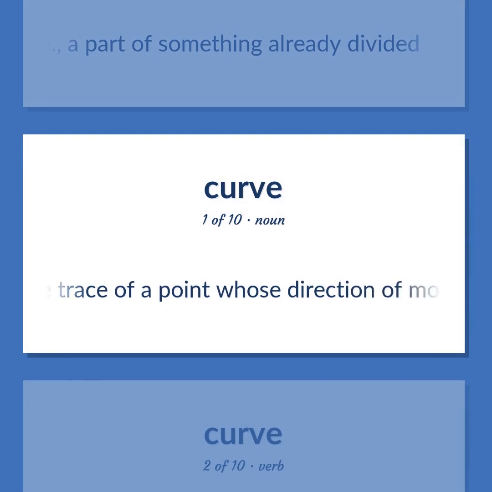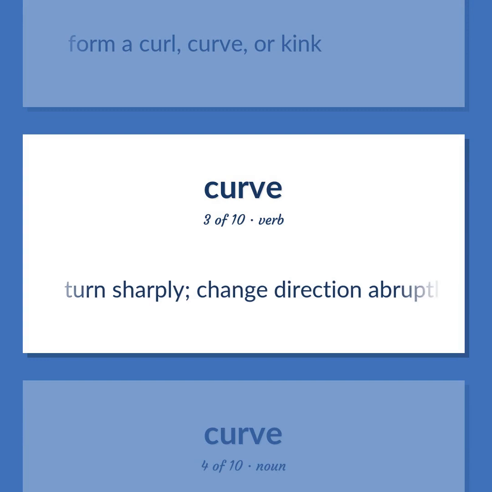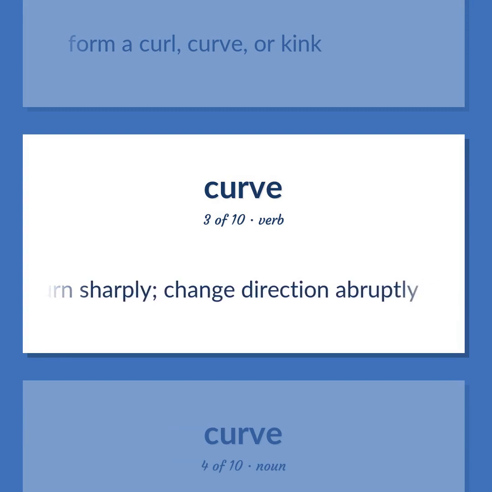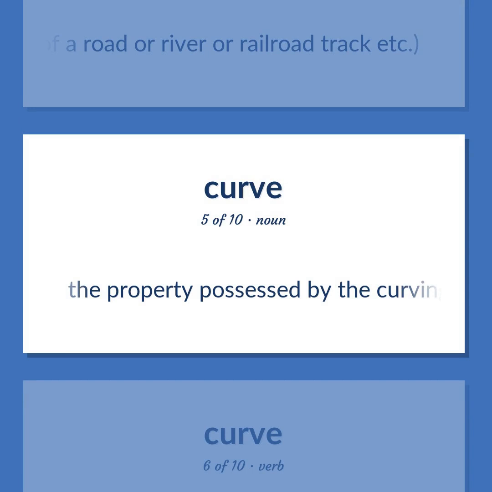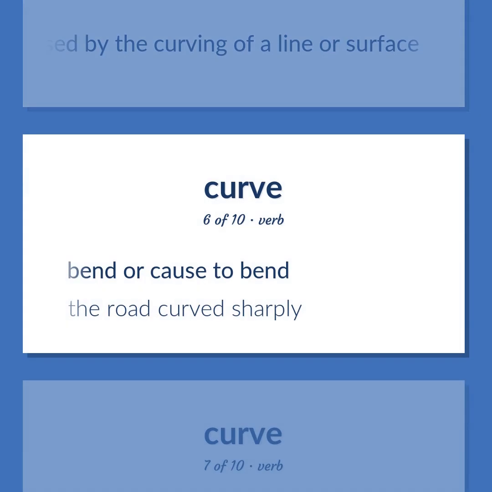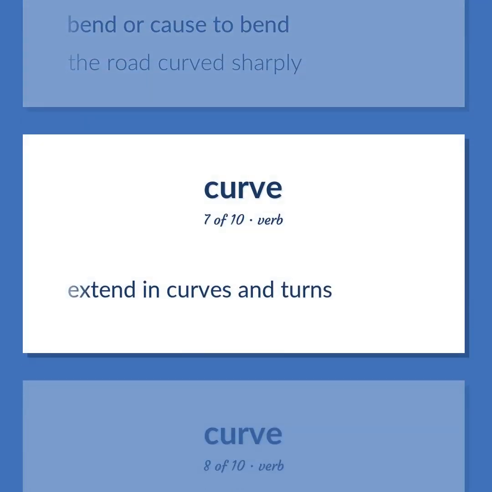The trace of a point whose direction of motion changes. Form a curl, curve, or kink. Turn sharply. Change direction abruptly. Curved segment of a road or river or railroad track, etc. The property possessed by the curving of a line or surface. Bend or cause to bend. The road curved sharply. Extend in curves and turns.